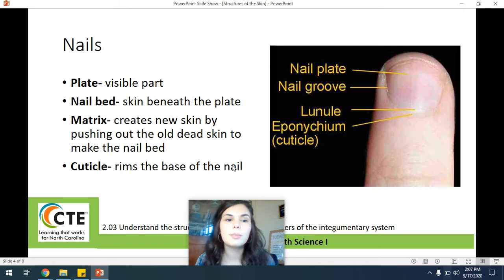Next, we have our nails. And in our nails, we have many different parts. You have the nail plate, which is the actual visible part of your nail. Then you have the nail bed, which is actually the skin located beneath the plate. And then you have your matrix. And the matrix is actually what creates new skin by pushing out the old dead skin to make the nail bed. So the matrix is kind of this part here that forces your nail to grow and creates new skin. And then you have your cuticle, which is what rims the base of that nail and what we always push back when we go to get our nails done.